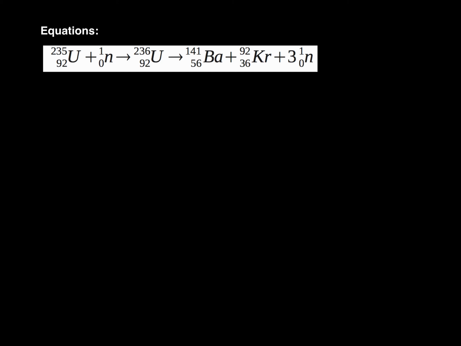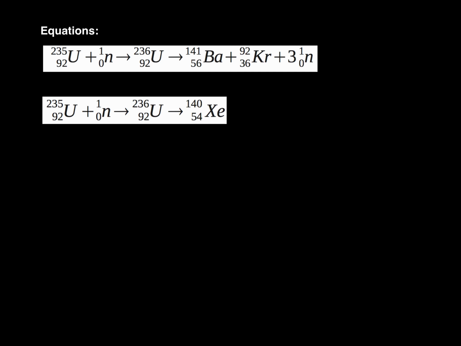There's a second possible equation. We start again with uranium-235 with atomic number 92 and bombard it with a single neutron. For a moment, uranium-236 forms, but that's only for a moment. The uranium-236 breaks apart into xenon-140 with atomic number 54 and strontium-94 with atomic number 38, and 2 neutrons are released. Either situation is possible in the fission of uranium.